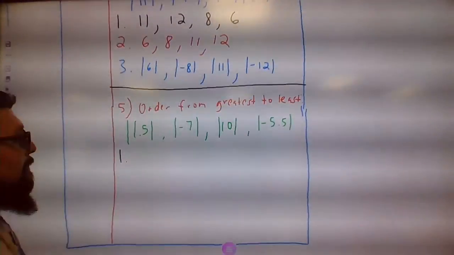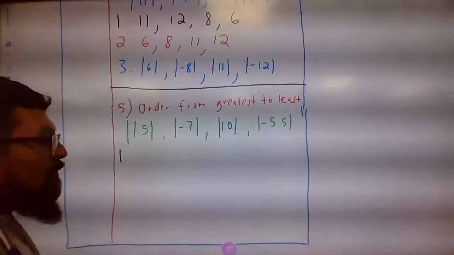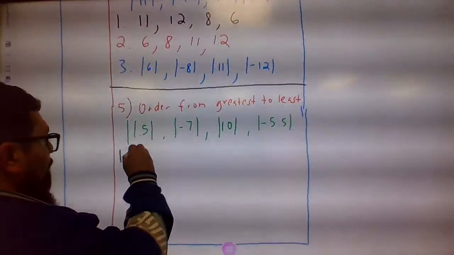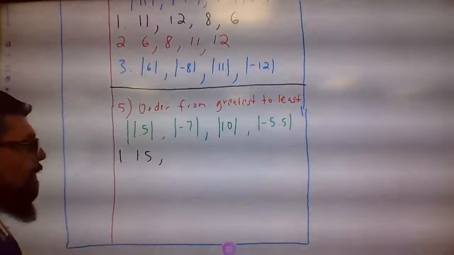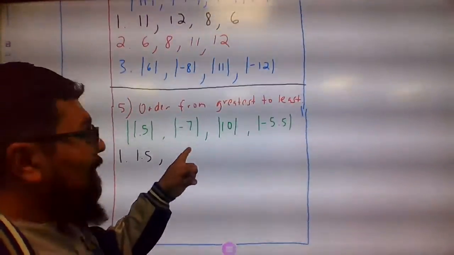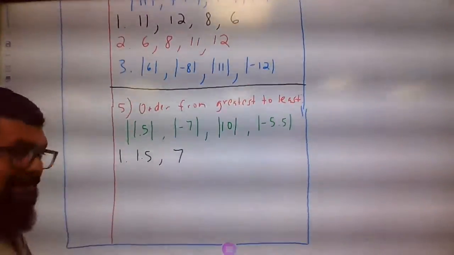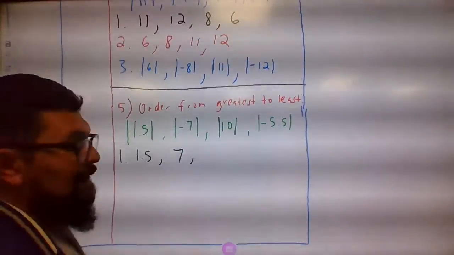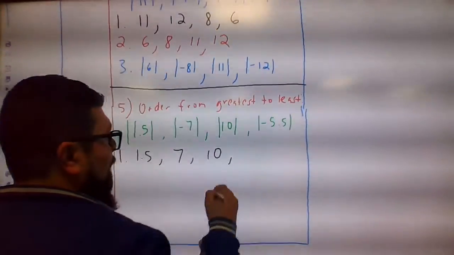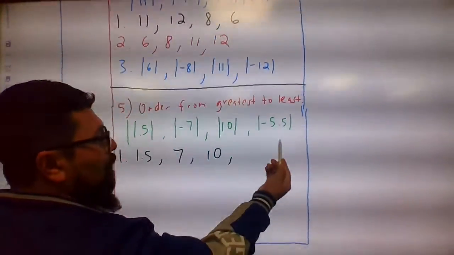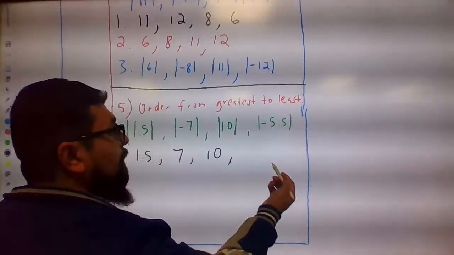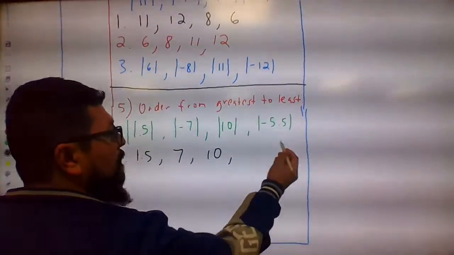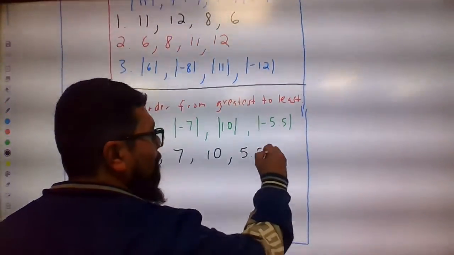So what is the absolute value of 1.5? The absolute value of 1.5 is 1.5. The absolute value of -7 is 7. It's 7 spaces from 0. And then the absolute value of 10 is 10. And then the absolute value of -5.5 is 5.5.